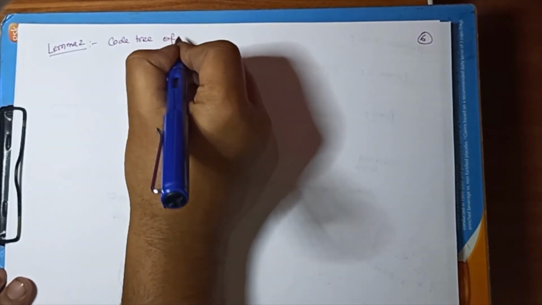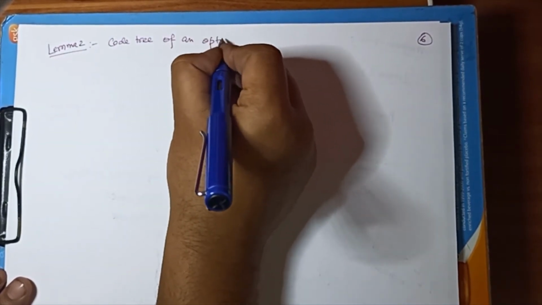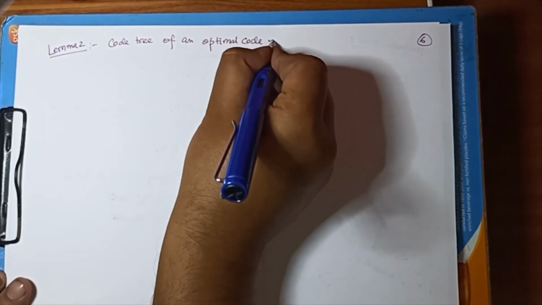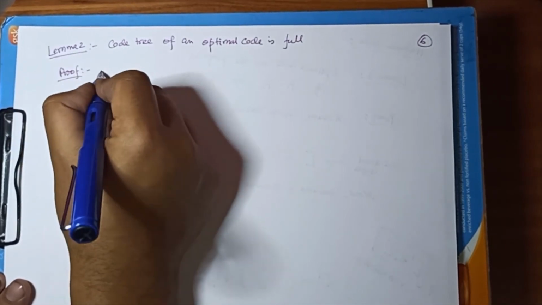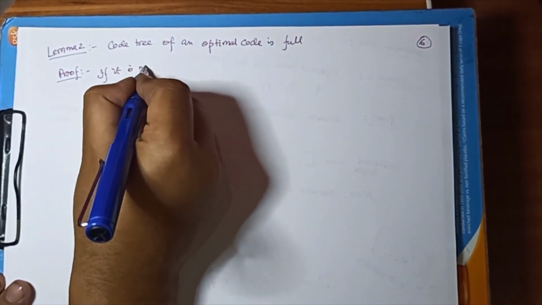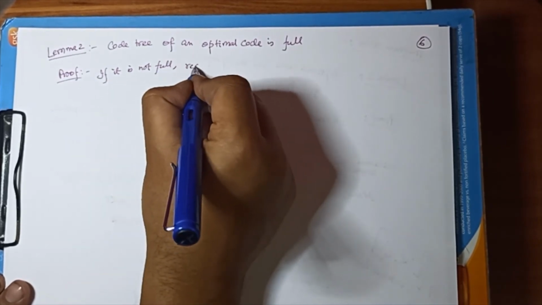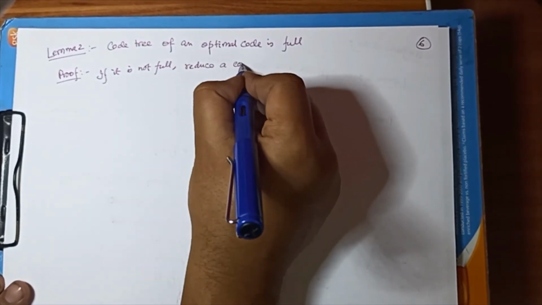Okay, the second observation he made is that the corresponding tree has to be full. That also makes sense, because if it is not full, you can reduce the length. So the second lemma, there is nothing to prove actually: the code tree of an optimal code is full. So if it is not full, proof: if it is not full, reduce a corresponding code word.